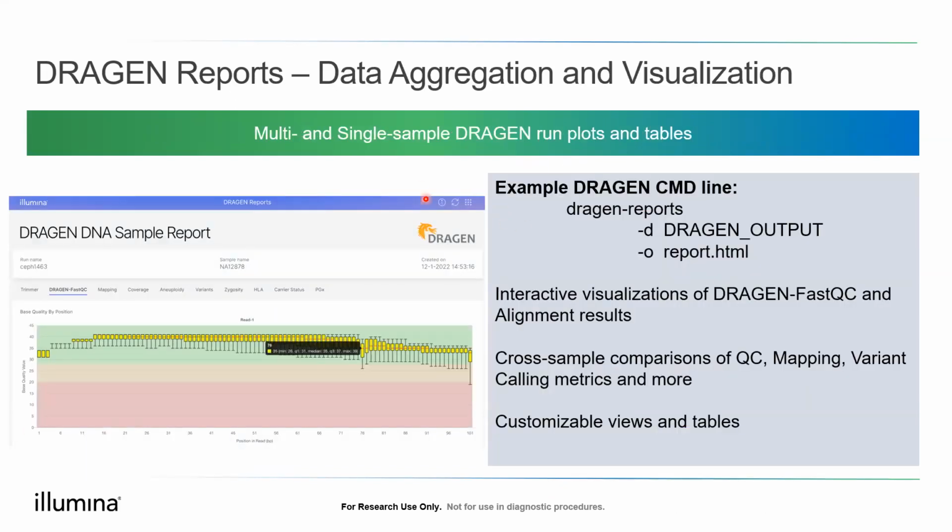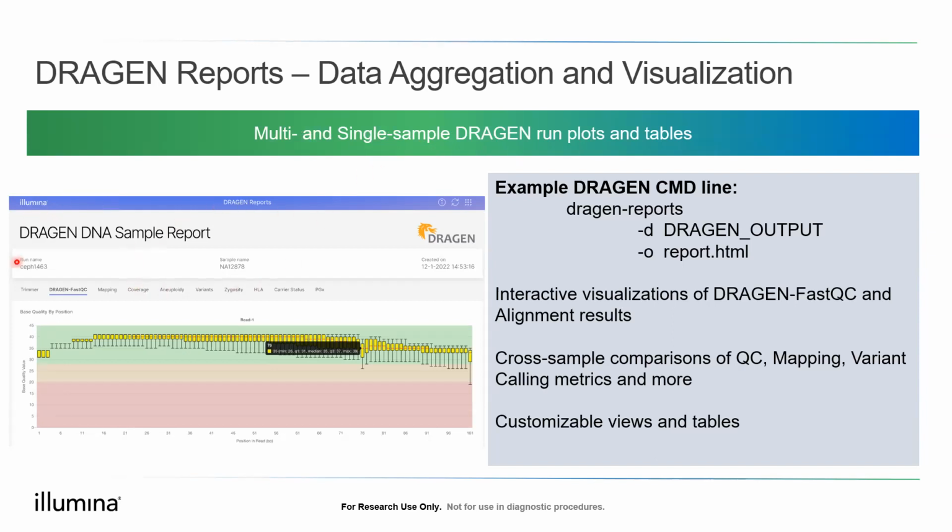There is another key update that we are making in terms of the base space environment, where now you have the ability to create or generate DRAGEN reports. And what these DRAGEN reports are essentially is an aggregation of DRAGEN metrics with accompanied visualization. And you could do this either in a multi-sample environment. So if you have a flow cell with many samples, you could run this, but also you could do it on a single sample analysis.